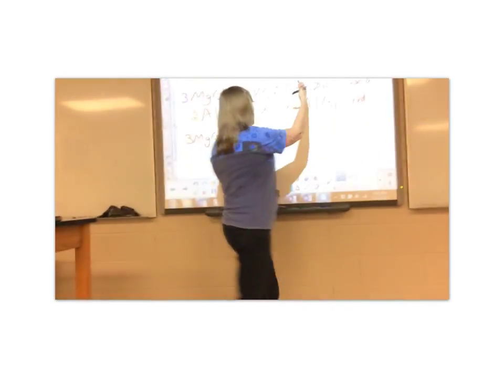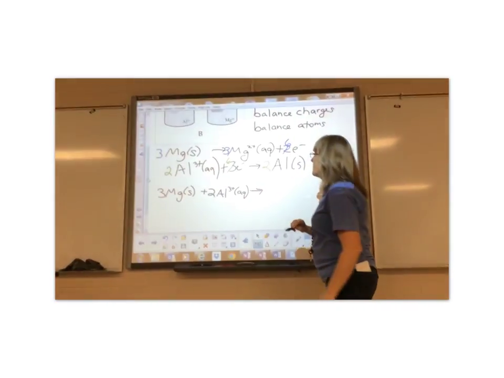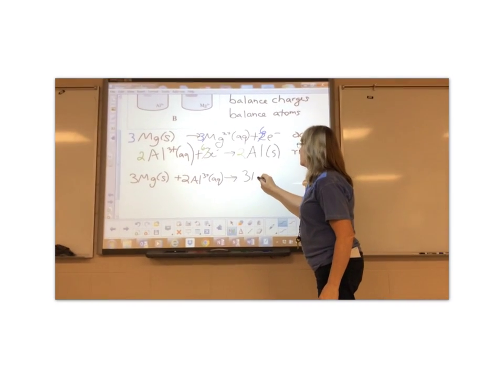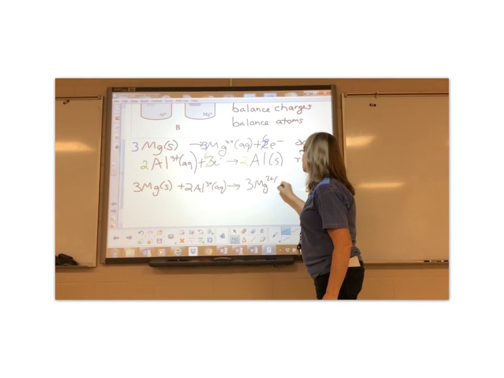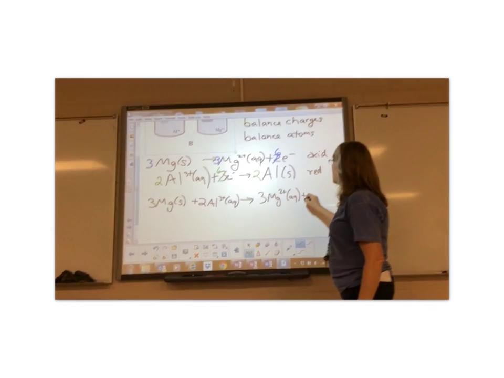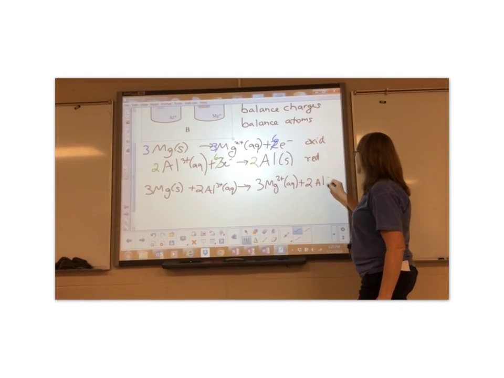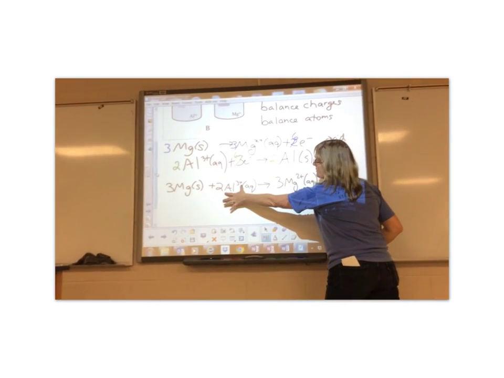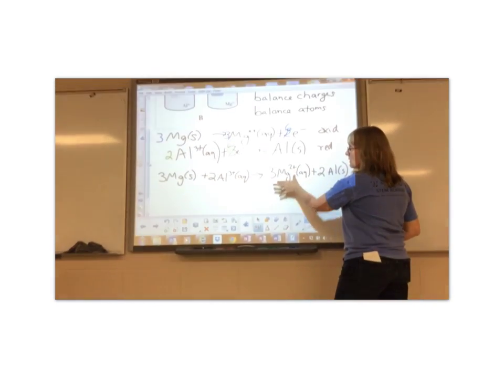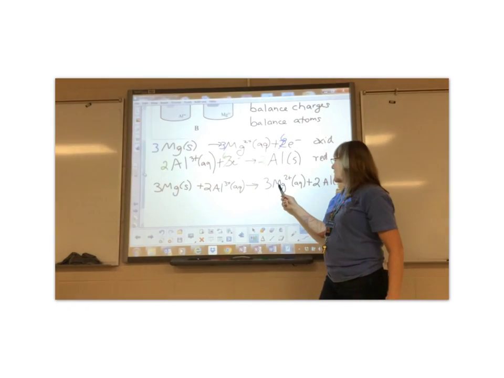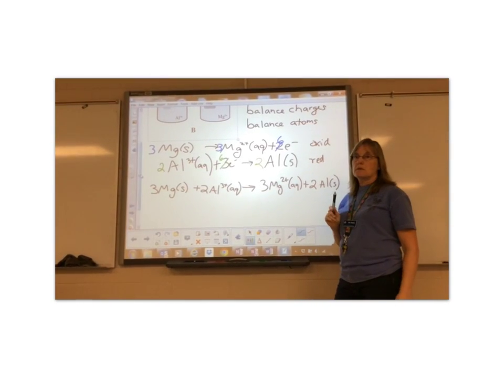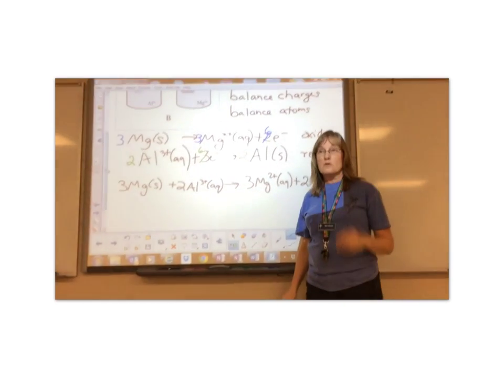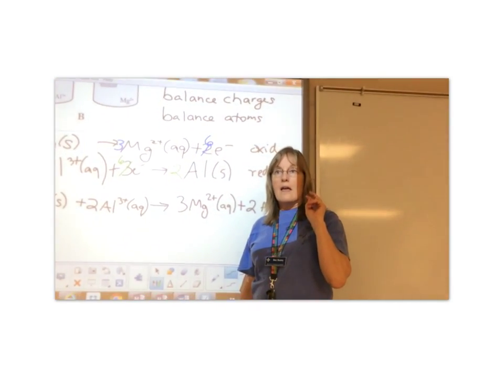My 6 electrons on the left balance 6 electrons on the right, so I can omit those. I've got 3 magnesium ions and 2 aluminum atoms. Do our charges balance? Plus 6 here, plus 6 here, good. 3 magnesiums here, 3 magnesiums here, 2 aluminums here, 2 aluminums here. We balanced it using 2 half reactions.